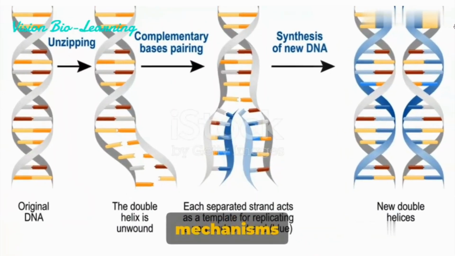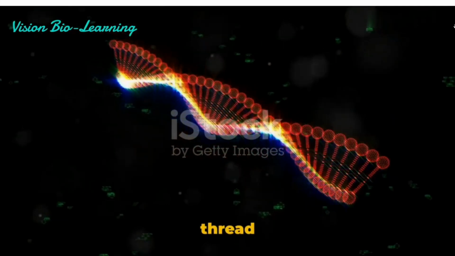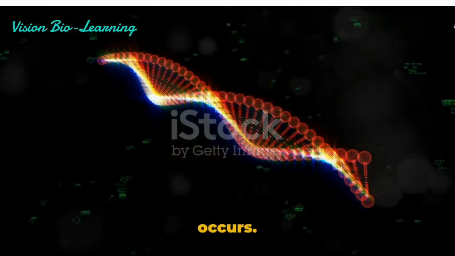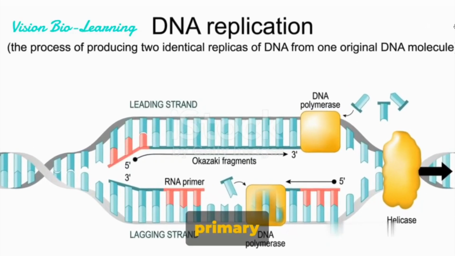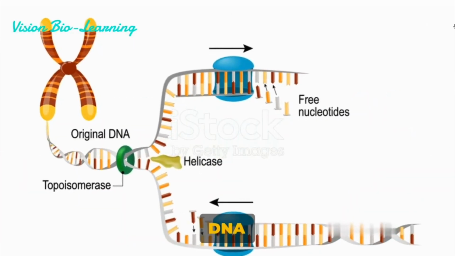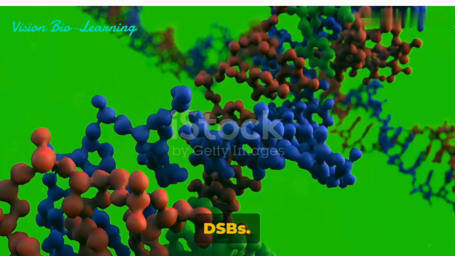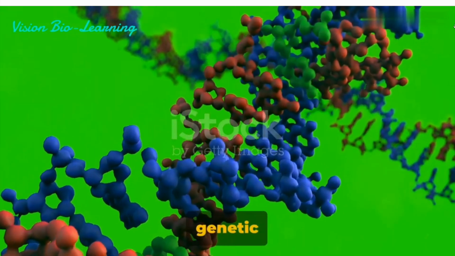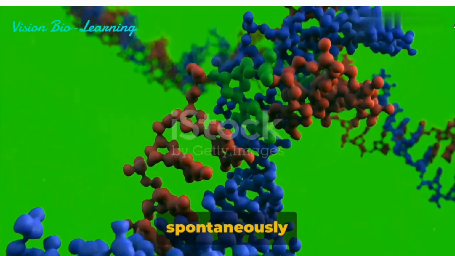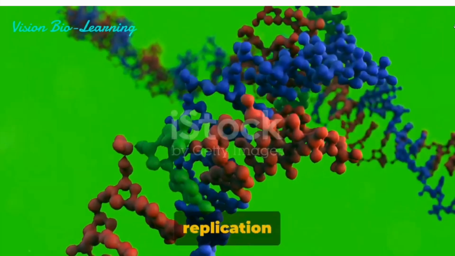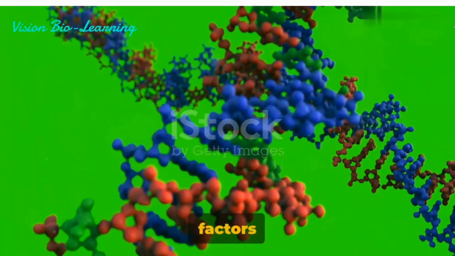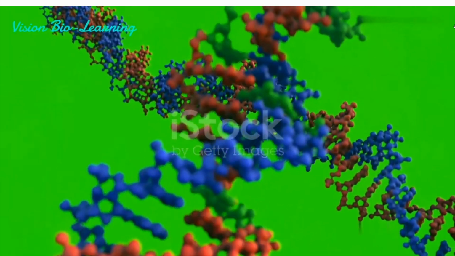A myriad of mechanisms contribute to deletion formation. This vibrant tapestry woven by our genetic code is not infallible, and sometimes a thread goes missing. A deletion occurs. One of the primary culprits behind deletions are DNA double-strand breaks, or DSBs. These are like fractures in the genetic material, occurring spontaneously during the process of DNA replication or induced by external factors such as radiation or chemicals.